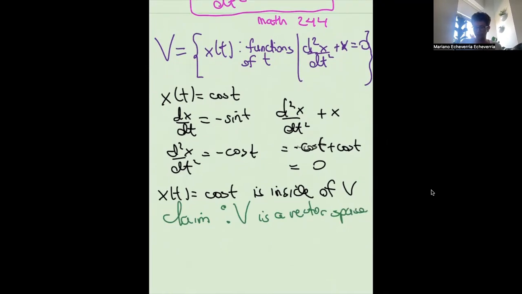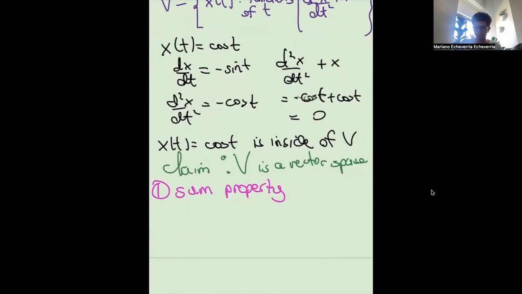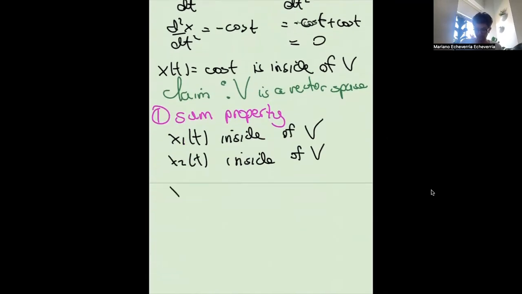So what does that mean? It means that it has a sum property. If you add up two solutions to Hooke's law, you get a new solution to Hooke's law. So imagine that you have x1 inside of V and x2 inside of V. Well, what is x1 plus x2? The question is whether that is inside of V or not.